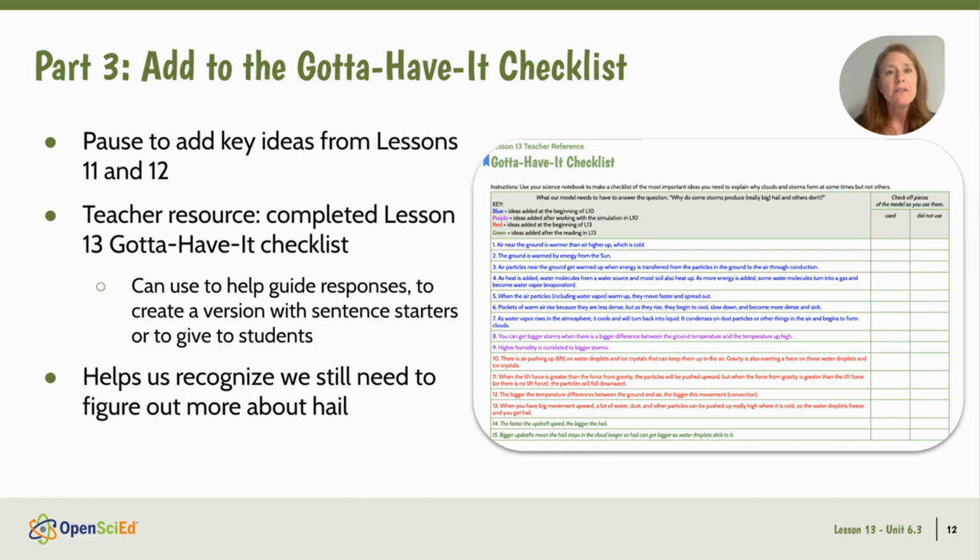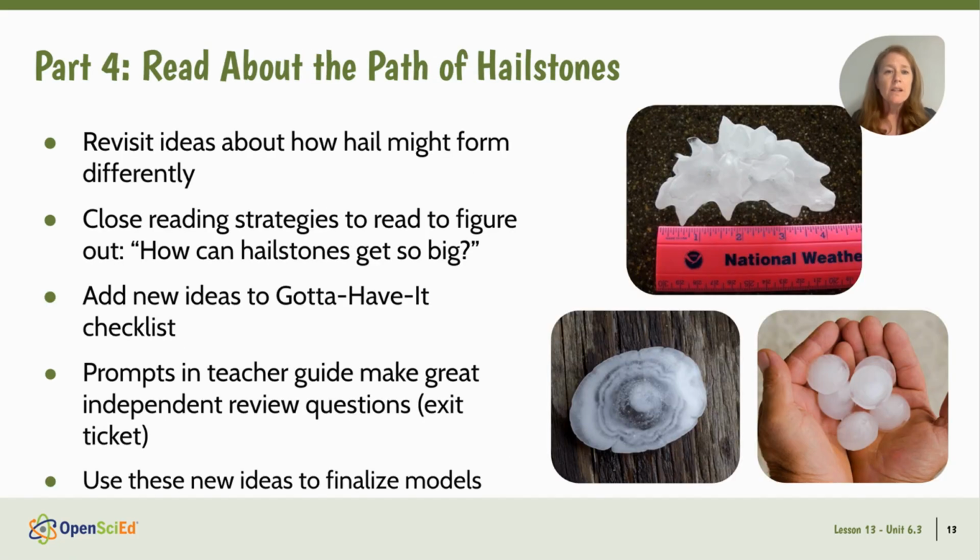We still need to be able to explain different hail sizes, and we can't do that yet. So that leads us to part 4. We're going to revisit those initial photos of hailstones and brainstorm some ideas about why they might be different. And that sets us up to read a scientific text to figure out more.